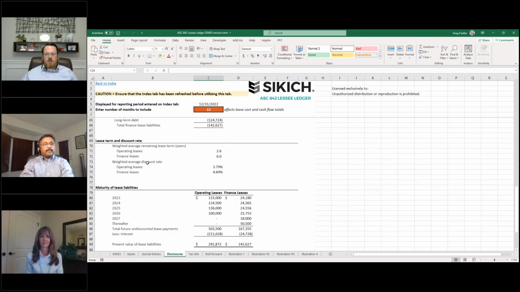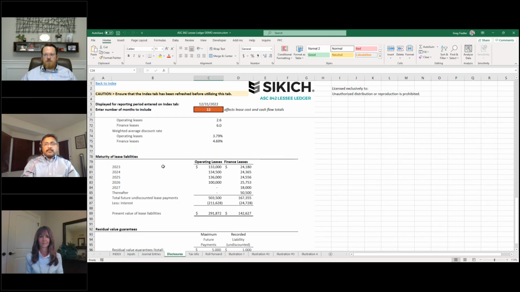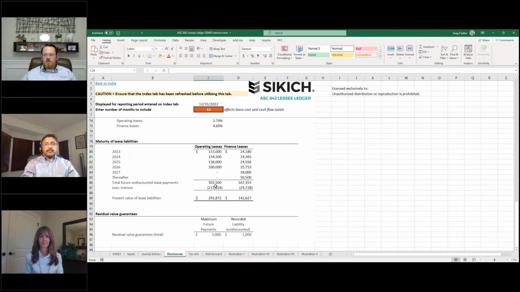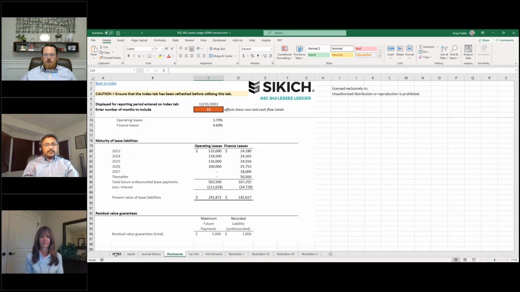And a couple that are new and a little bit unique are the weighted average remaining lease term and the weighted average discount rate. So you have to combine information from all of your leases to be able to calculate, based on the remaining discounted and undiscounted payments, what those weighted averages to report are. Again, separate for finance and operating, and then our future maturity schedule.